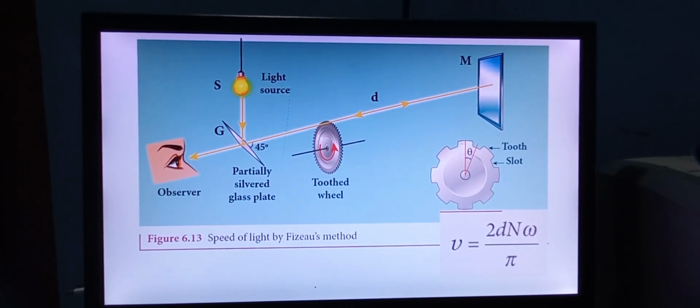Next, in second volume, Fizeau's method, speed of light by Fizeau's method. Here the observer, partially silvered glass plate, toothed wheel and the mirror, then tooth slot. So the velocity will be equal to 2dnω by π.